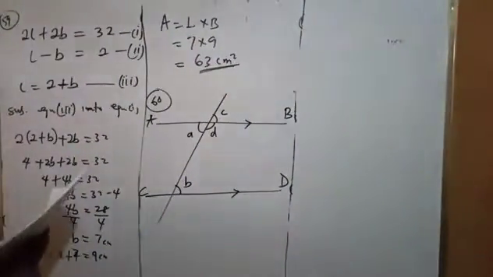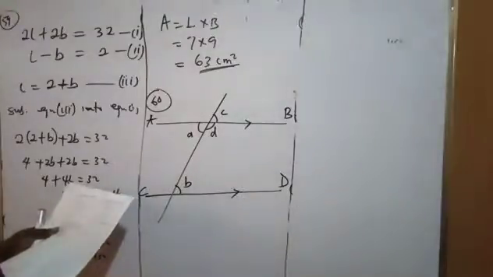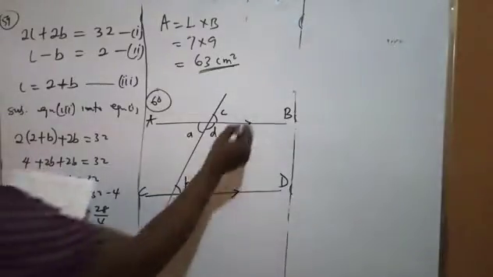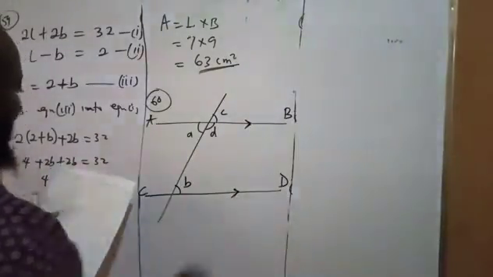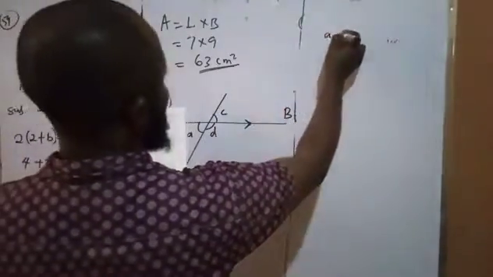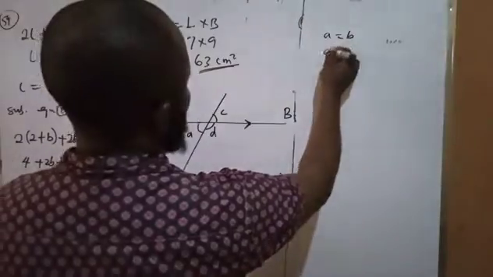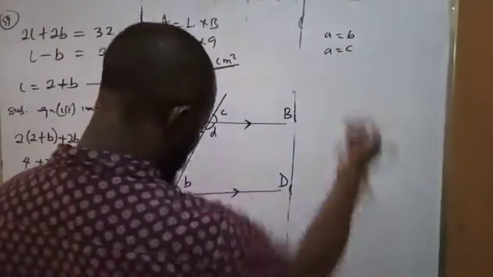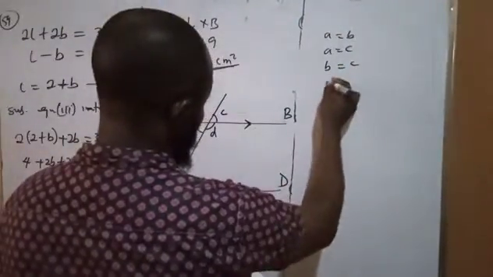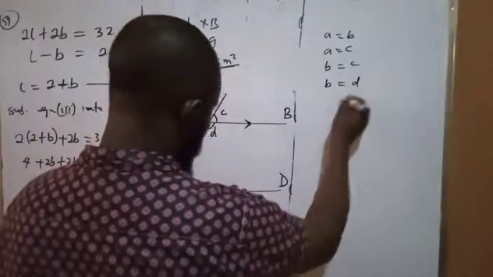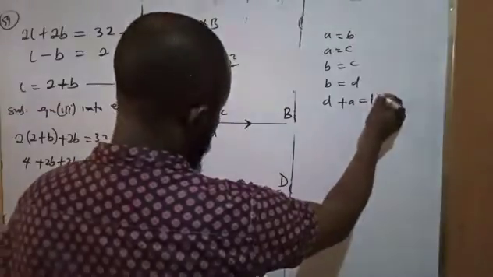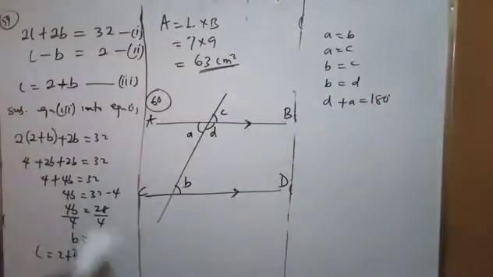So in this question, we have in the figure below, lines AB, this line, and CD are parallel. As you can see on the lines, they are parallel. So which of the following is not true? We have A is equal to B, A is equal to C, B is equal to C, B is equal to D, and the last one, D plus A equals 180 degrees. So let's look at the one that is not true.